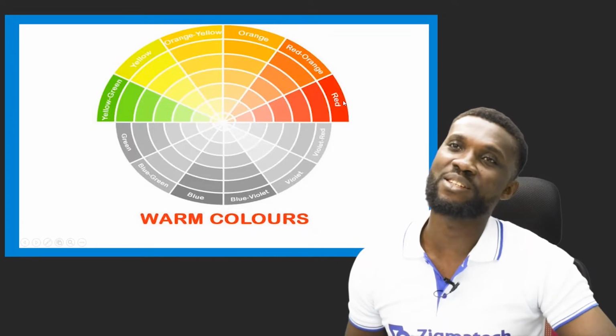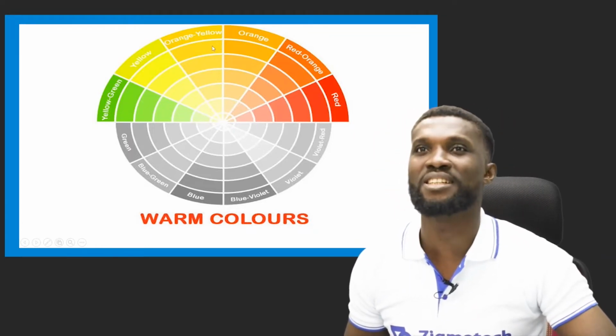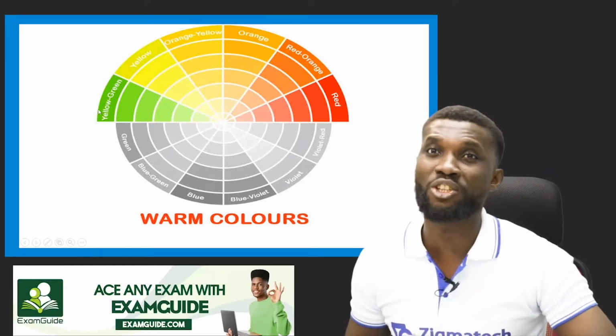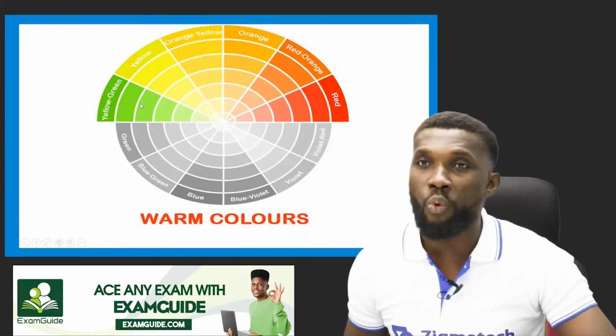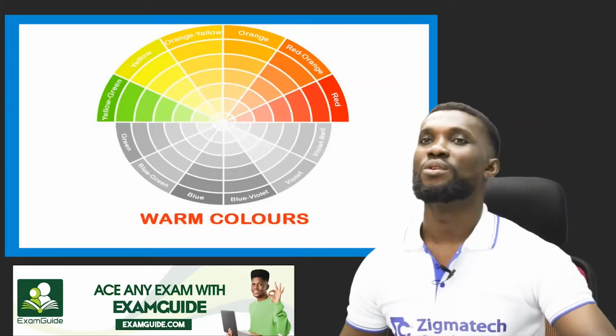Now you see the red. This is the red family, the orange family, the red-orange family, the yellow-orange family, down to the yellow, and then you have the yellow-green. Now we call these the warm colors. They are very sharp colors and they're very attractive. So these are warm colors.